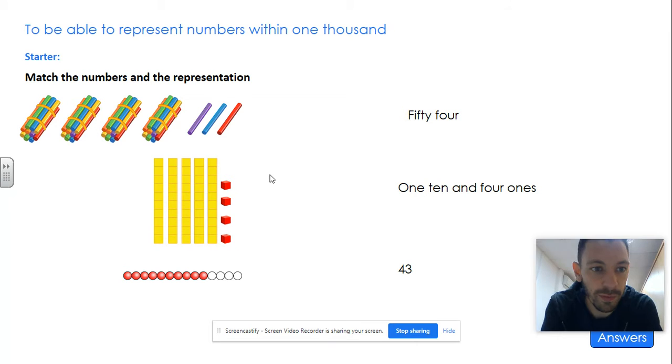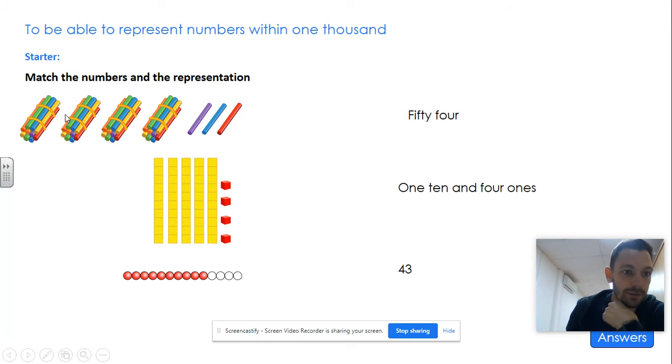Okay, so if we have a look at the first representation, we have got 4 bundles of sticks, and each bundle contains 10 sticks. So we've got 4 tens, and we've got 3 single sticks and 3 ones. So we've got 4 tens, 3 ones, and we're going to match it with the 43. The second example, we've got base 10 there, and we've got 5 tens and 4 ones, so we've got 54.